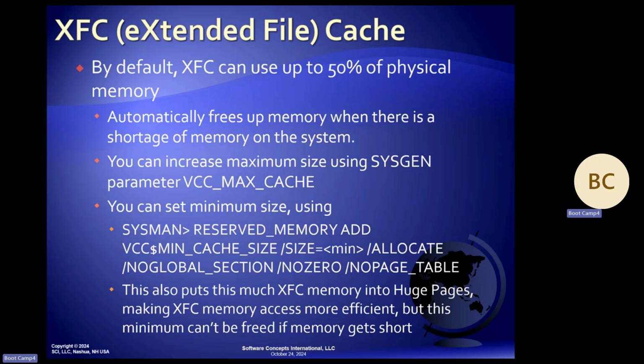Now you can increase the maximum size using the sysgen parameter VCC_max_cache. We've had some customers where they need to load a large file and just pound on it. They might need more than half of physical memory to do that. If that's the case, you can raise the maximum, and when XFC needs it, it can allocate more space. That particular customer, 3/4 of their physical memory would nicely cache that file, and if that's what it takes, then you can take advantage of that.